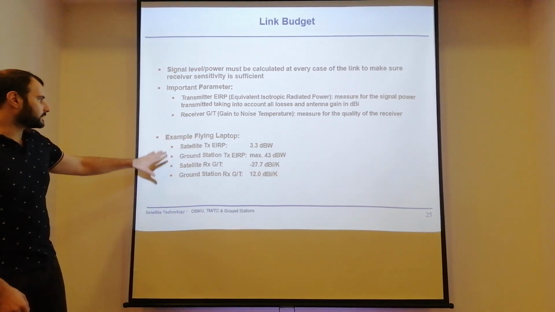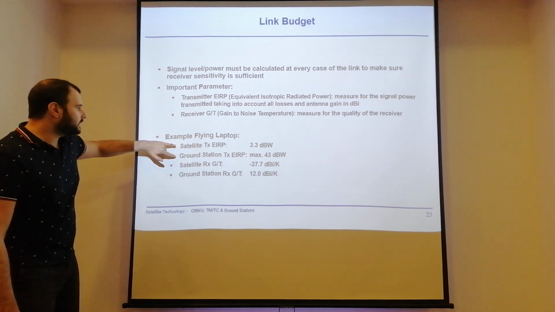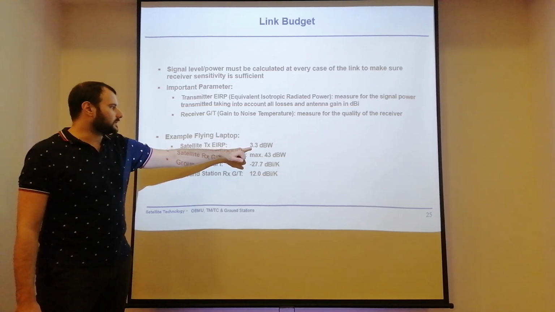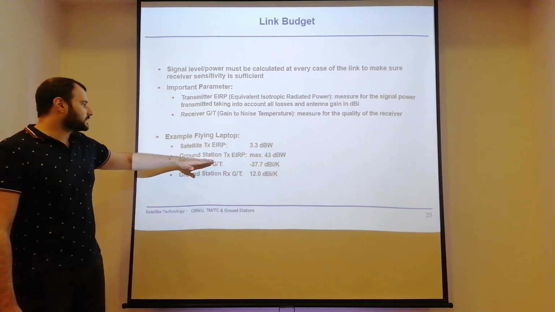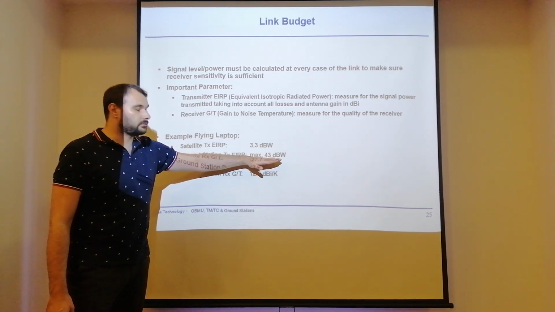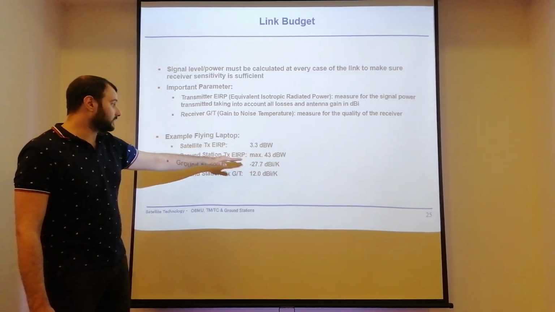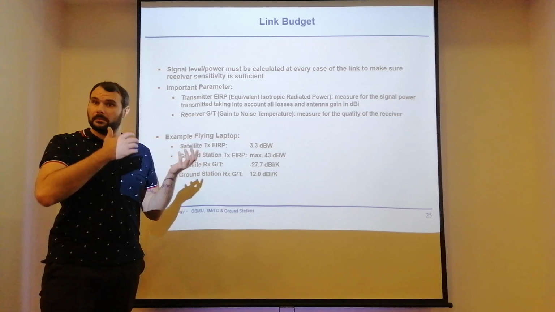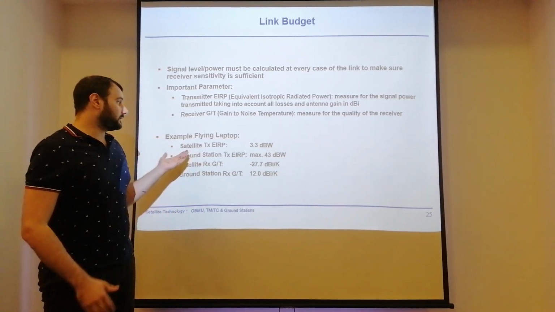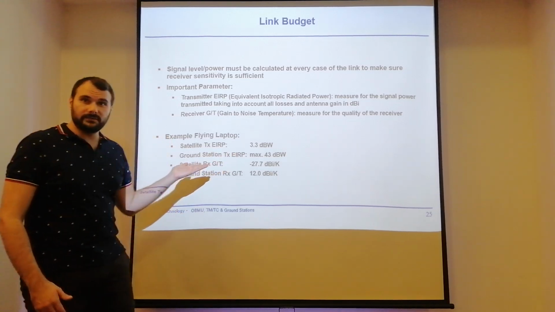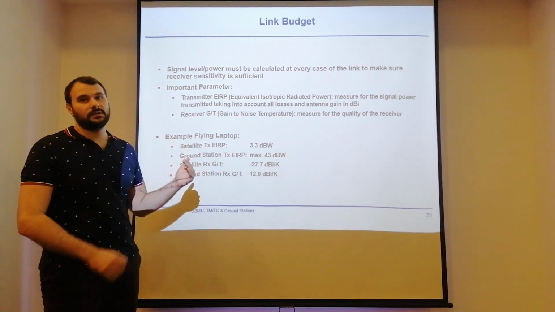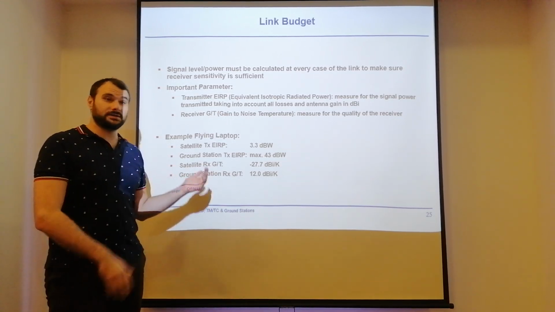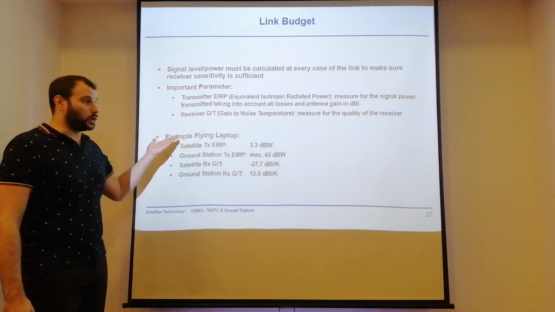And here are just some examples where you can see the different EIRPs for the satellite and for the ground station. So the satellite transmit EIRP is around 3.3 dBW, whereas the ground station EIRP is up to 43 dBW. So you can see it's much higher on the ground, of course, because compared to space, you have unlimited resources. You can have a very high amplification on ground and very high gain at the cost of a lot of power consumption. It doesn't matter on ground, at least not as much as for the satellite, where it really goes into cost.